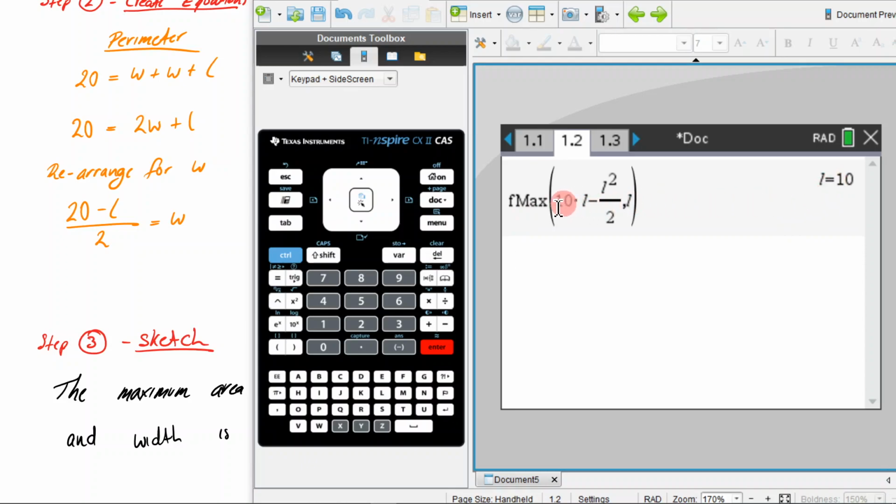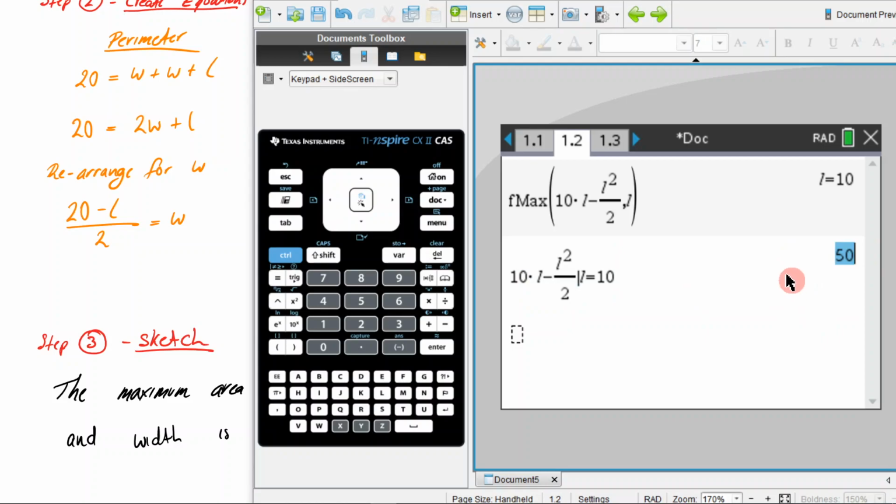What I would then have to do is rewrite this. This is my area, remember, and say, well, what is this going to be when L is 10? It's going to be 50. So I'm saying, for what value of L is this going to give me a maximum? When L is 10. Then I sub that L back into my rule to get that 50 out.